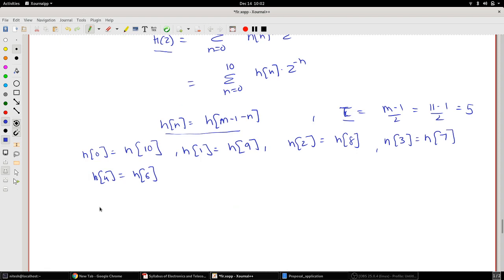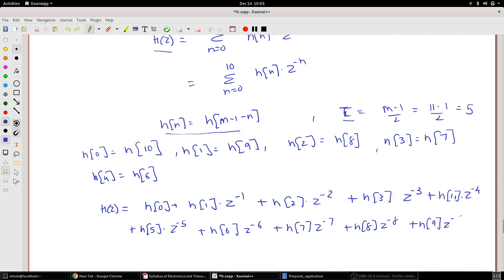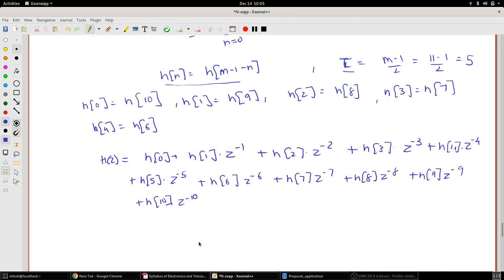So now you have h of z, which is h of 0 plus h of 1 into z raised to minus 1 plus h of 2 into z raised to minus 2 plus h of 3 into z raised to minus 3 plus h of 4 into z raised to minus 4 plus h of 5 into z raised to minus 5 plus h of 6 into z raised to minus 6 plus h of 7 into z raised to minus 7 plus h of 8 into z raised to minus 8 plus h of 9 into z raised to minus 9 plus h of 10 into z raised to minus 10. So this is what we have.